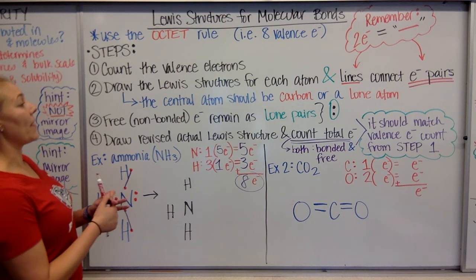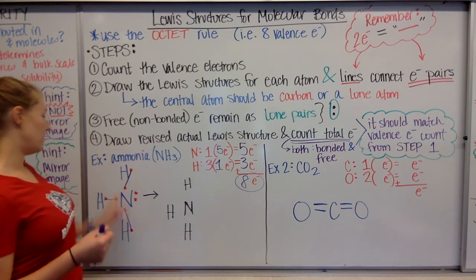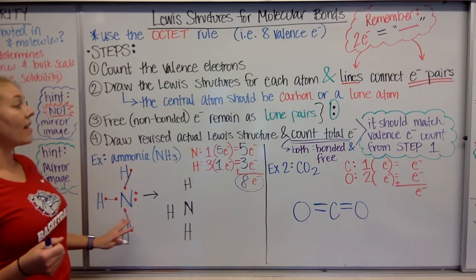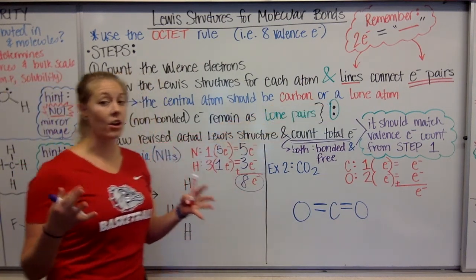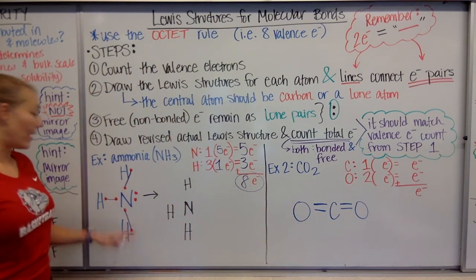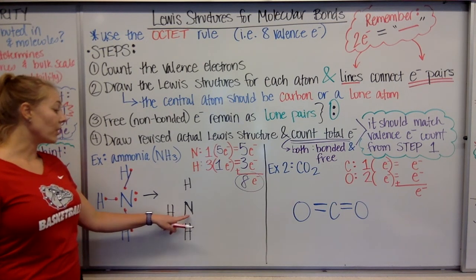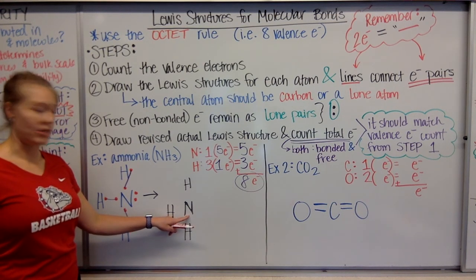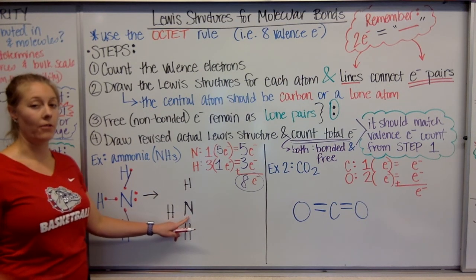Okay? The central atom, this is key, when you're figuring out how to do this, should be either carbon or a lone atom. So if carbon is there, carbon's in the middle, kind of like here. Or a lone atom. Carbon is not involved in NH3, it's not one of the atoms. And so the lone atom is nitrogen. There's 3 hydrogens. Nitrogen's all alone. So nitrogen goes in the middle. There's only one of it.